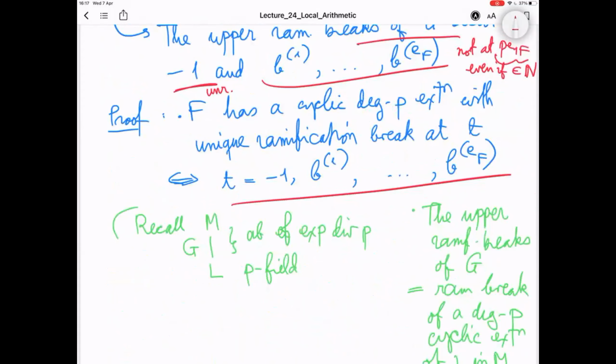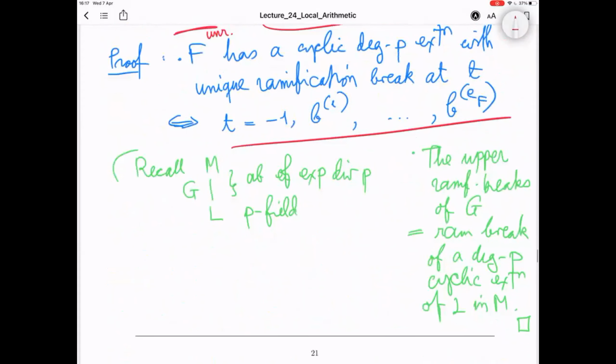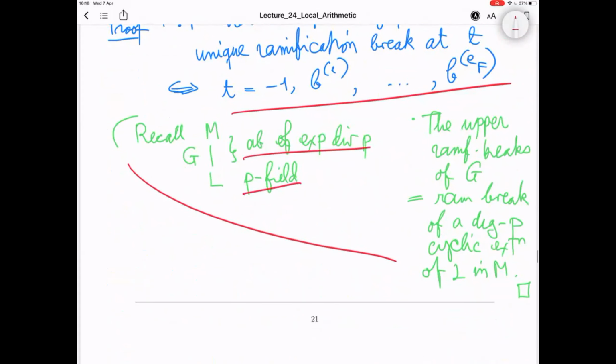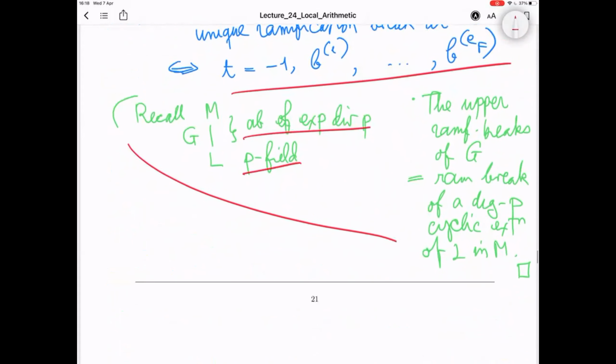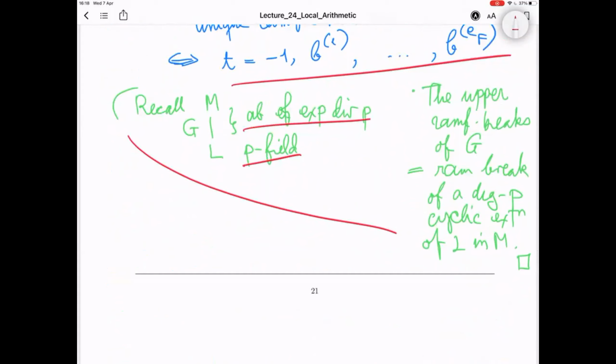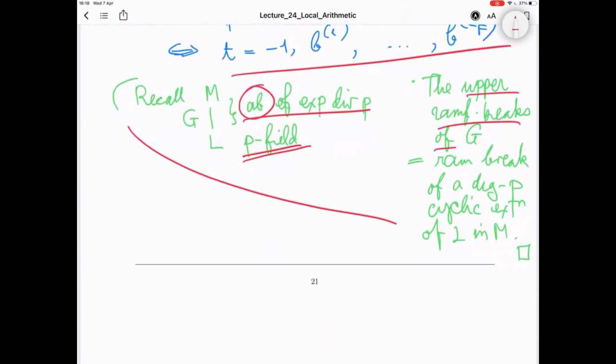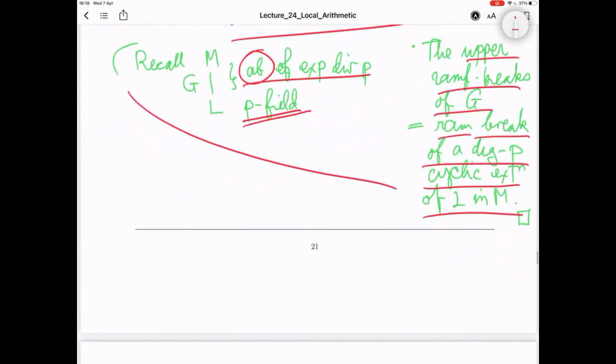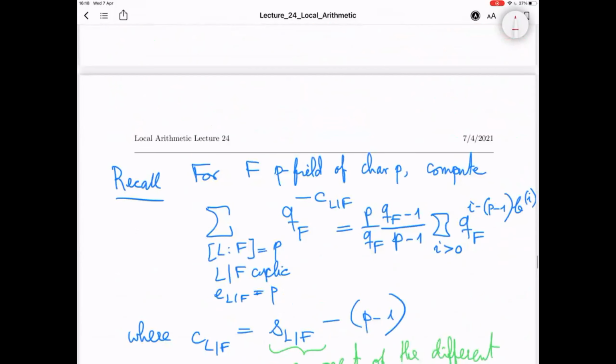Again, well, the same proof. And this is what I have been saying, that if you have a maximal abelian extension of exponent dividing p of a p-adic field L, and it doesn't even have to be maximal, I mean, any abelian extension of exponent dividing p of a p-adic field L, then the upper ramification breaks of the Galois group occur precisely at the ramification breaks of degree p cyclic extensions of L contained in M. Right? This is something which we had done on one of the previous occasions.